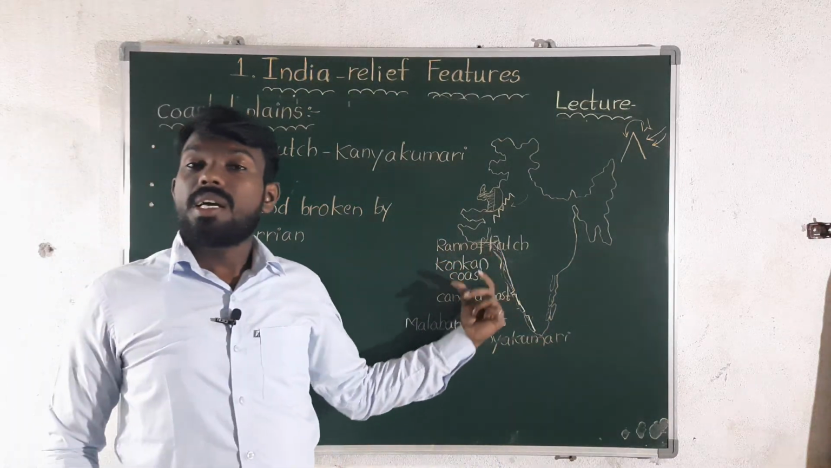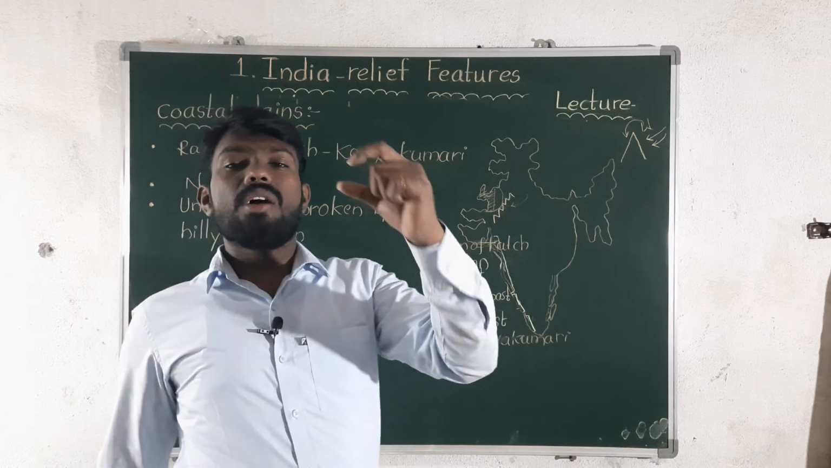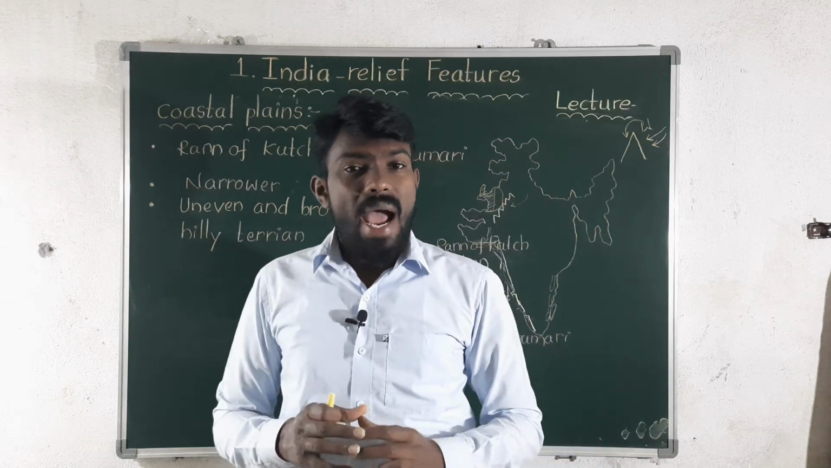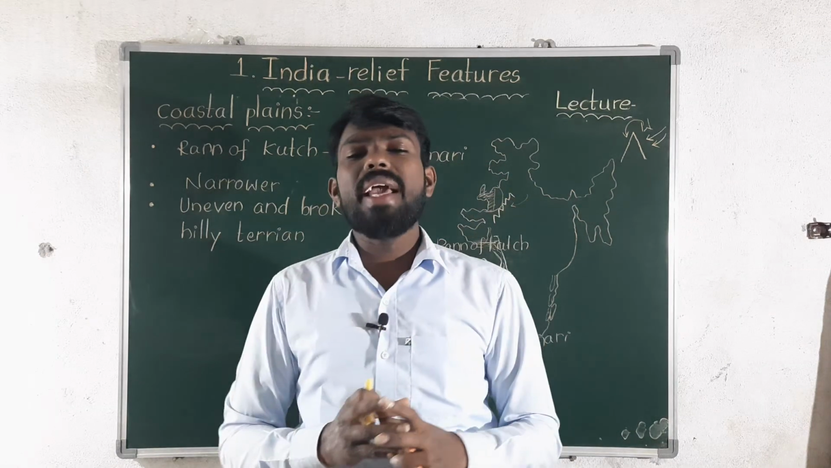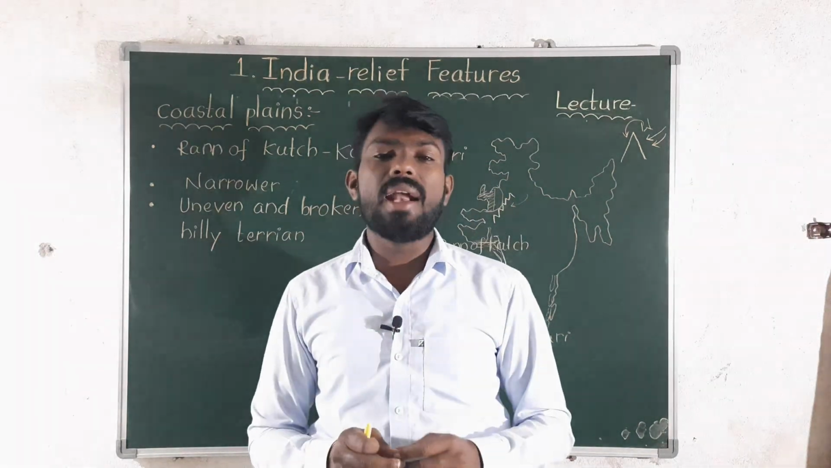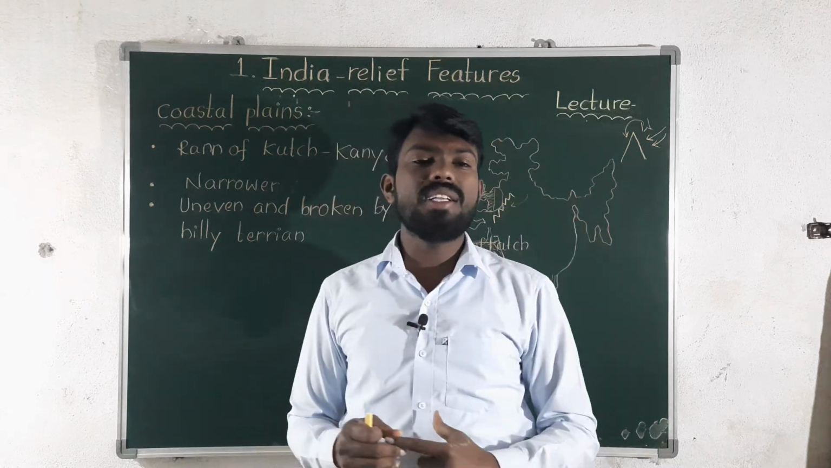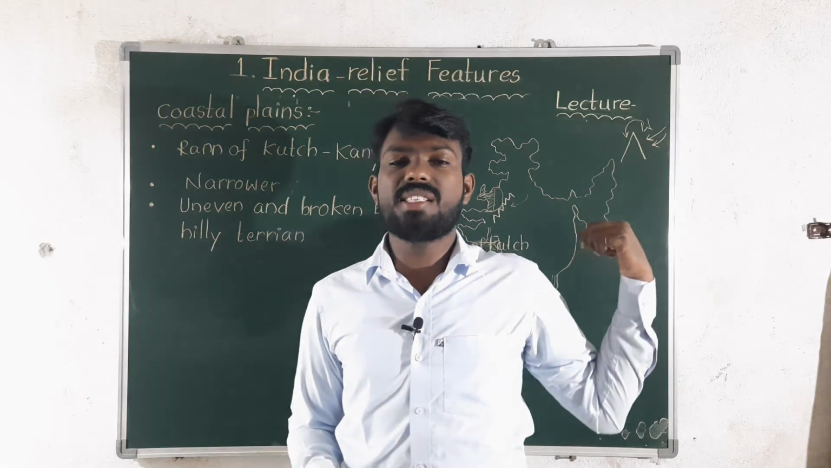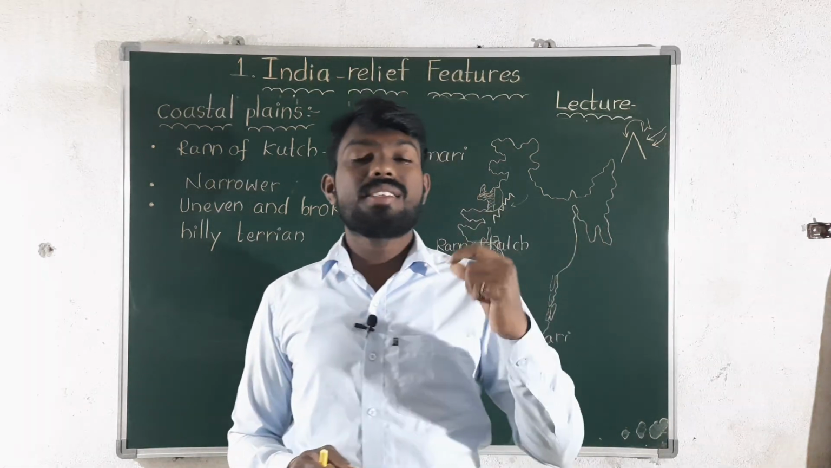Konkan Coast, Canara Coast, Malabar Coast. Konkan Coast is from Maharashtra to Goa, and Canara Coast is only in Karnataka, and Malabar is in Kerala. The Konkan Coast is called the northern part, Canara Coast the middle part, and Malabar, which is in Kerala state, the southern part.